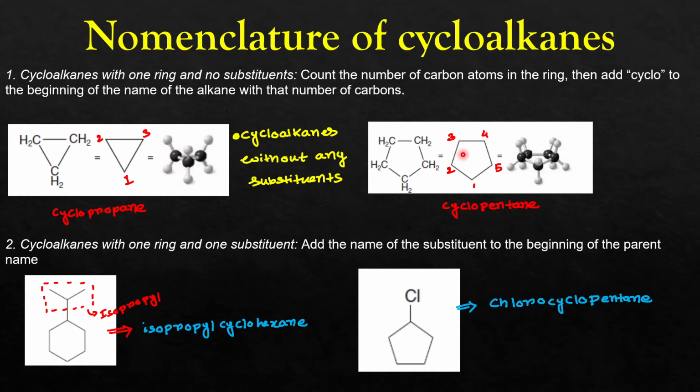So isopropyl, then you have to put the word cyclo, and as it is a 6-membered ring, that is why it is hexane. So isopropylcyclohexane. Similarly, you can see that in the second case you have a chloro substituent. So you have to do the nomenclature in a way: chloro, that is the name of the substituent, then again the prefix cyclo, and as it is a 5-membered ring, you have to write pentane: chlorocyclopentane.